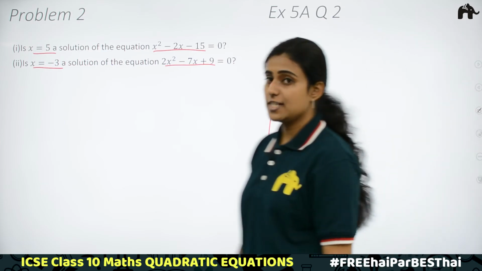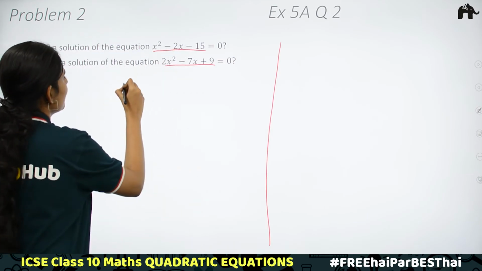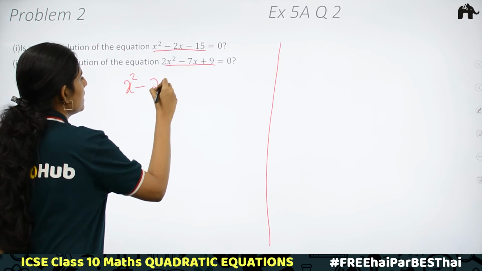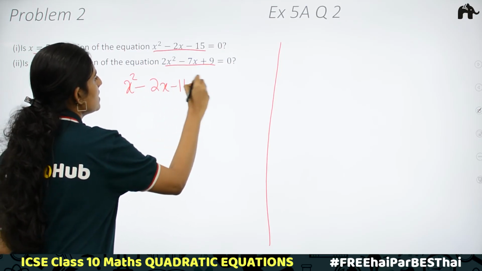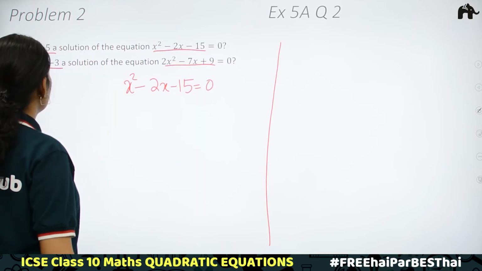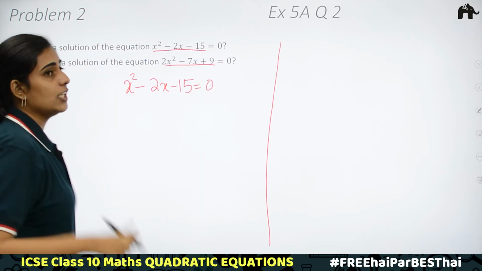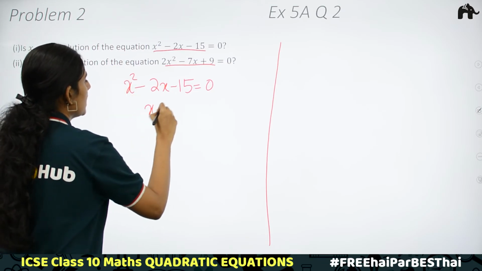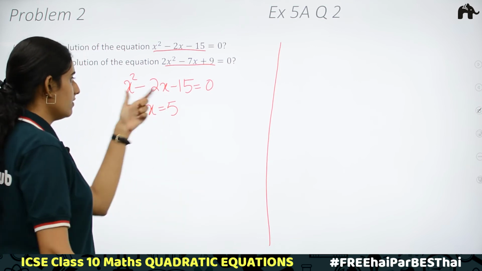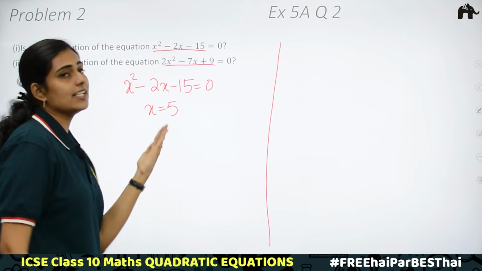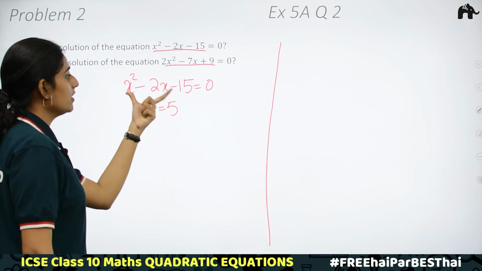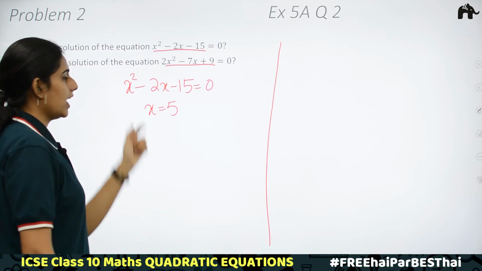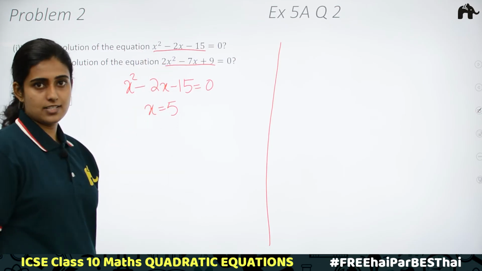Let's start with the first part. How do you solve this? We have solved many examples. X square minus 2x minus 15 is equal to 0. Given that x is equal to 5, we need to find if x is a solution of the equation. By substituting x is equal to 5 in the given expression, if we get LHS and RHS equal, that is, on solving this, if you get 0, then the value of x given is a solution of the quadratic equation.